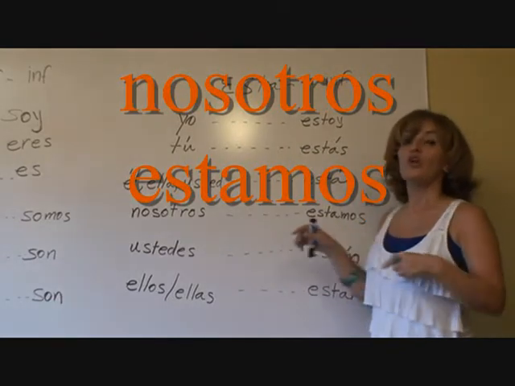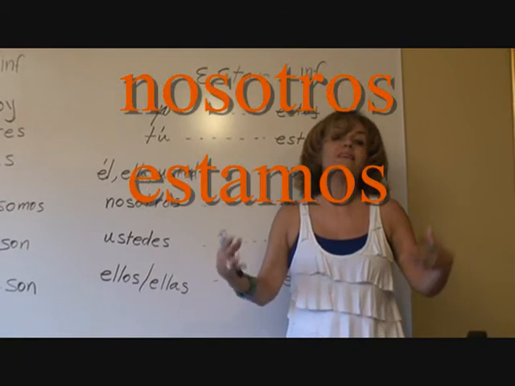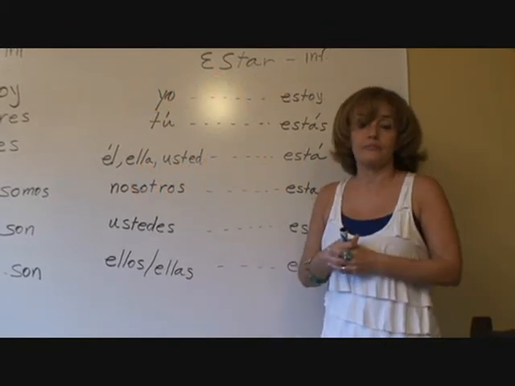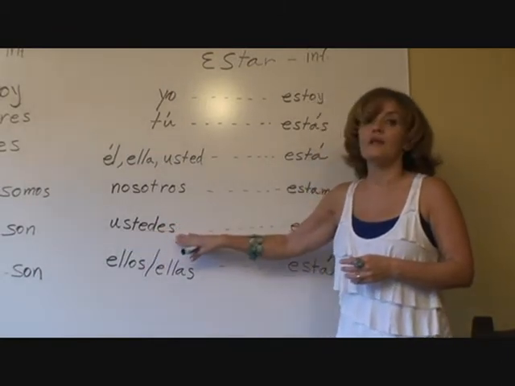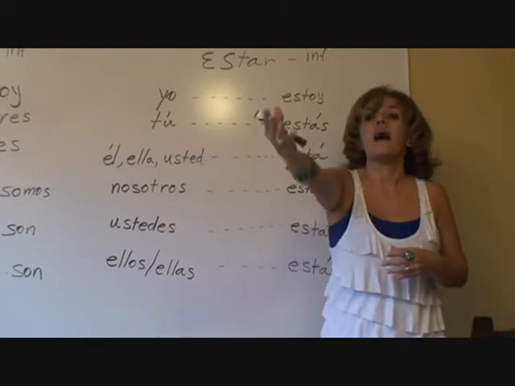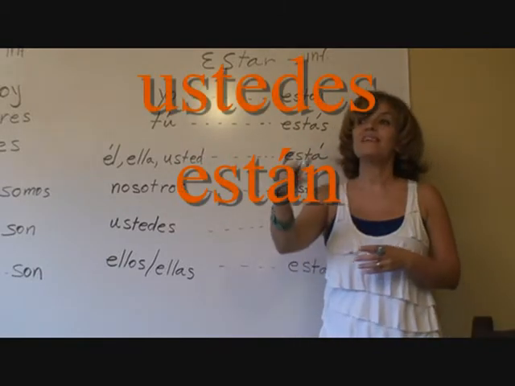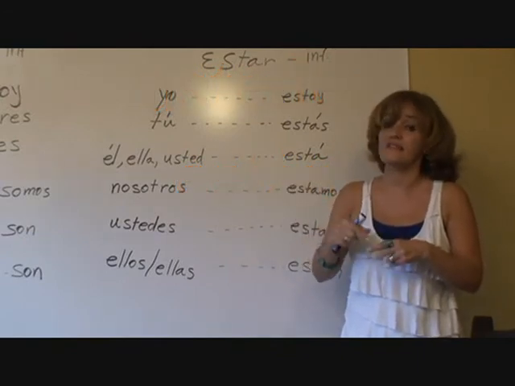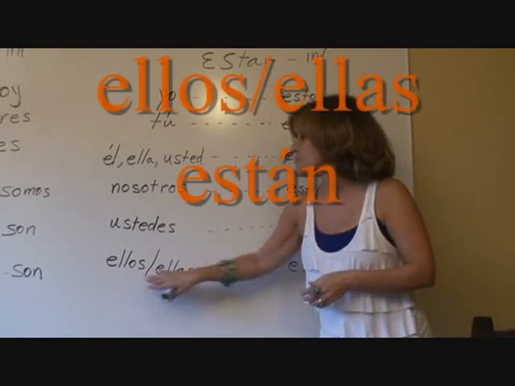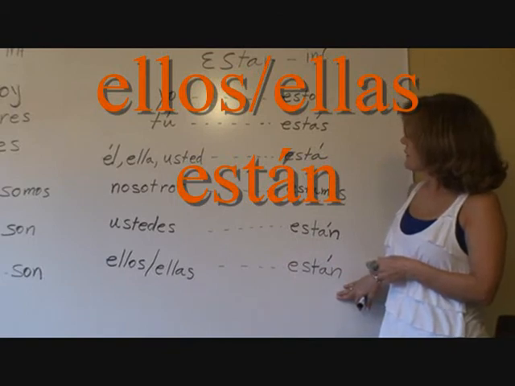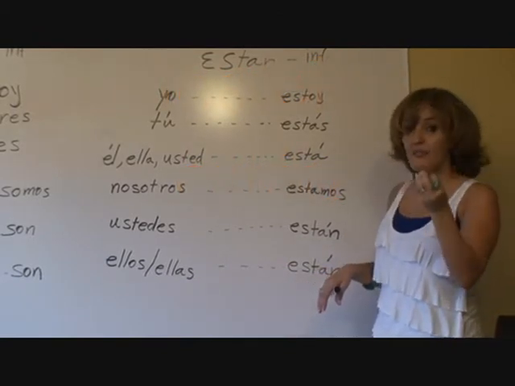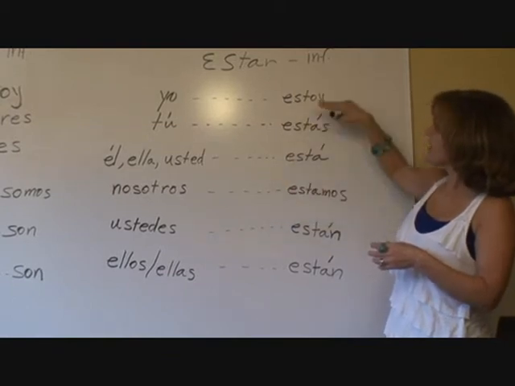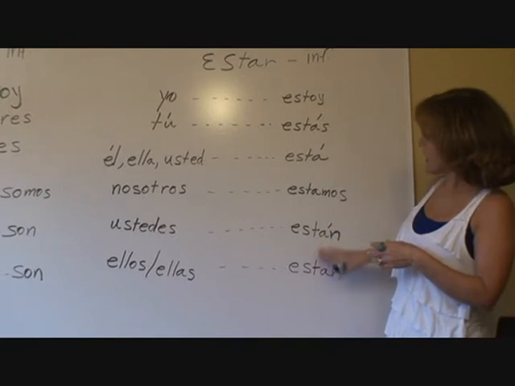Nosotros estamos. Nosotros estamos en el salón de clase. Nosotros estamos en Miami. Location in that case. Ustedes, again, ustedes is the plural form of tú. You guys. Ustedes están. Ustedes están nerviosos porque hoy hay un examen. You guys are nervous because today there is a test. Temporary condition in this case. Ellos y ellas están. For those of you that want to learn more in-depth grammar, every form of estar, except for the yo form and the nosotros form, has an accent mark. Tú estás, está, están, and está.